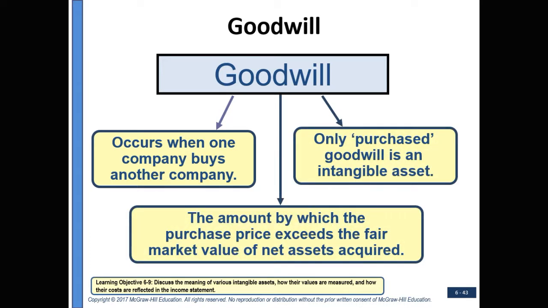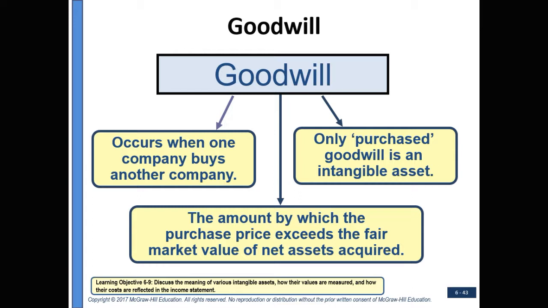The intangible asset goodwill is kind of a creature of its own. Goodwill occurs only when one company buys another company. Only the purchased goodwill is an intangible asset. This is the amount by which the purchase price, so how much company A pays for company B, exceeds the fair market value of the net assets that are acquired.